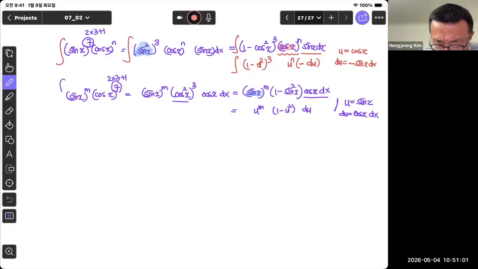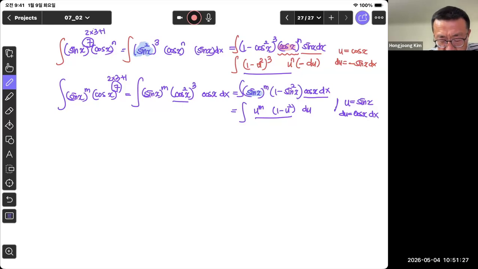So the integration is performed like this. As I said, the integrand is now a polynomial in u, so you can integrate this and then you replace u with the original function, cosine or sine.